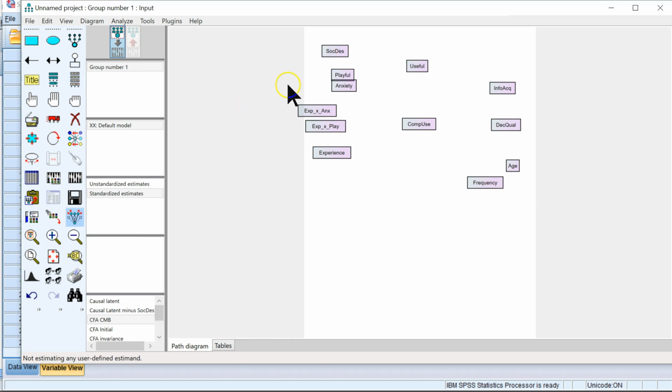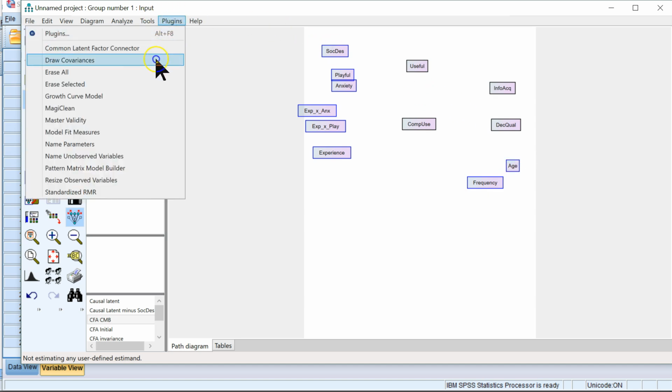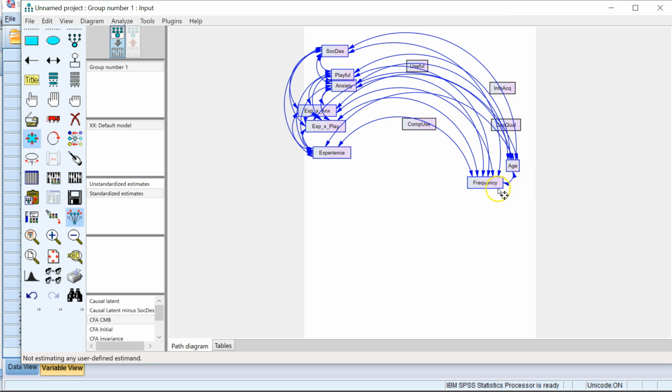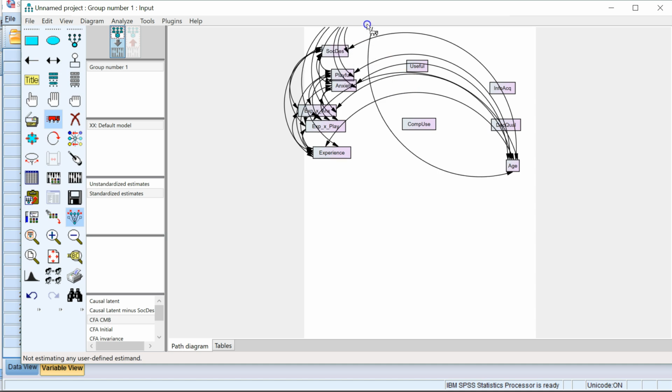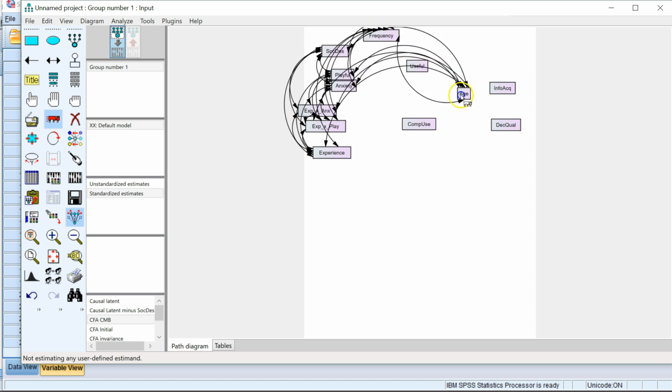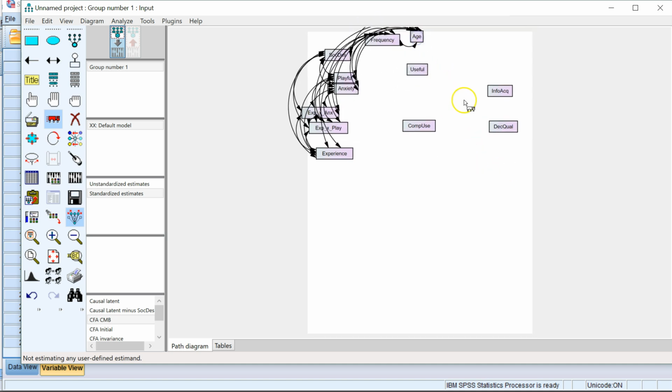Okay. Well, a mess we're going to have here. I'm going to select all of these guys here and these two, age and frequency, and covariate them. Draw covariances. It's going to be a terrible mess, but that's okay. We're going to unselect all those. We're going to move these guys up where they're not bothering anybody. There we go. And then we're going to start drawing those arrows again.